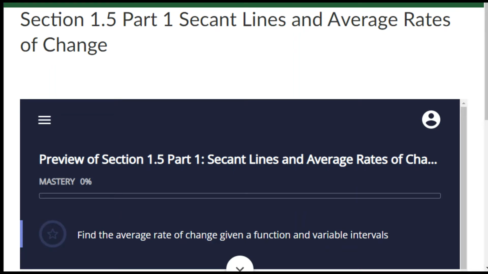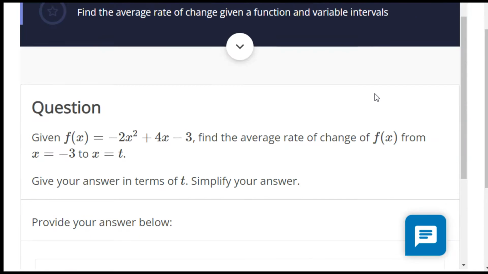All right, section 1.5, part 1. So I guess there's two parts. Secant lines and average rates of change.